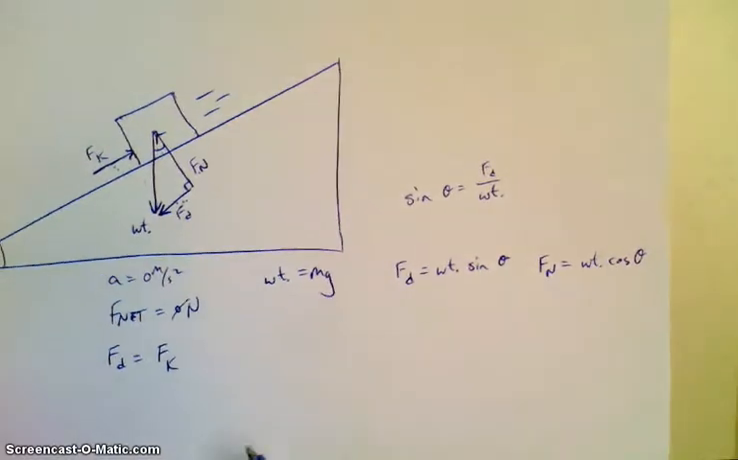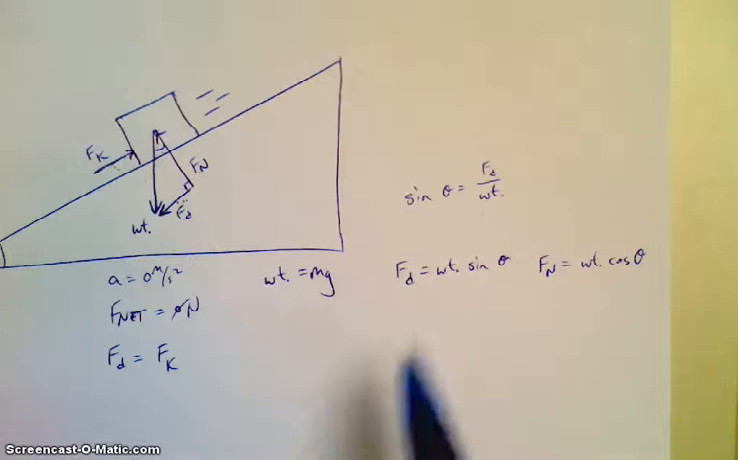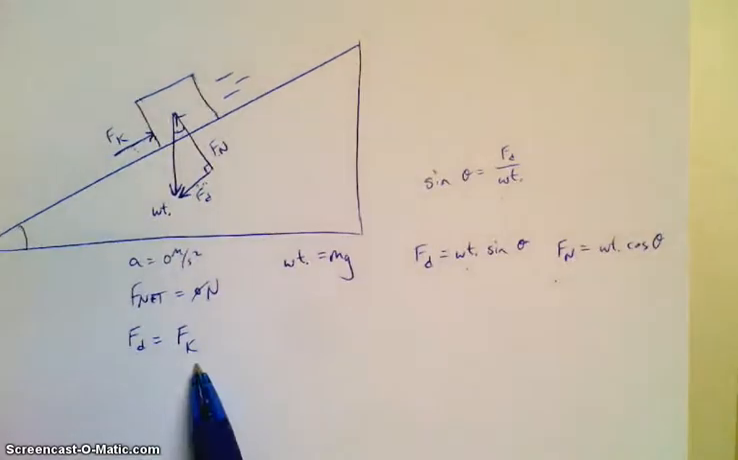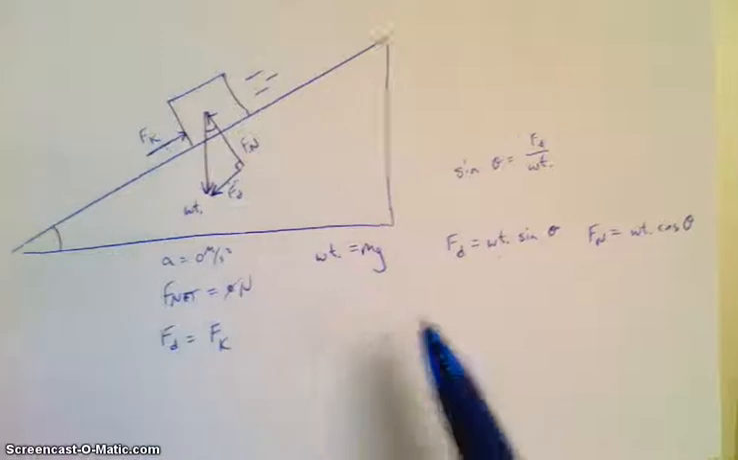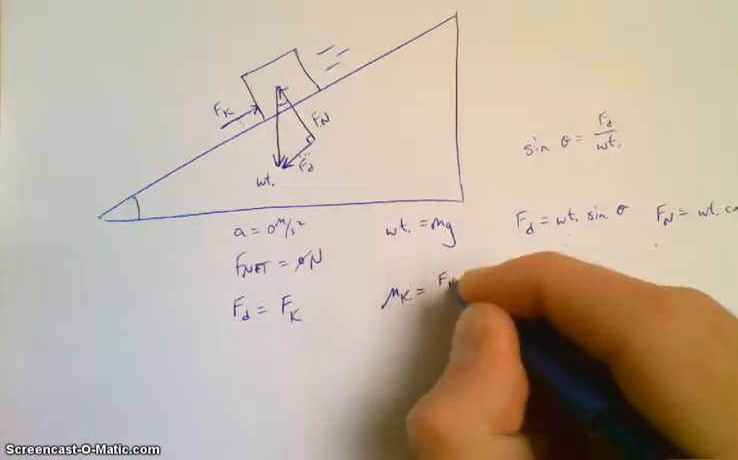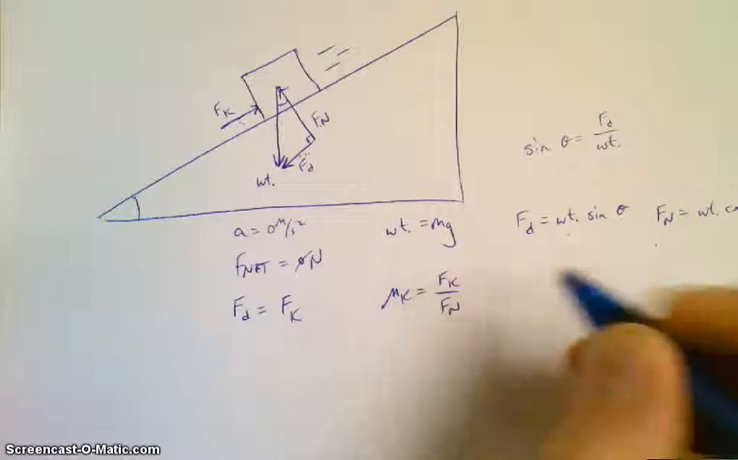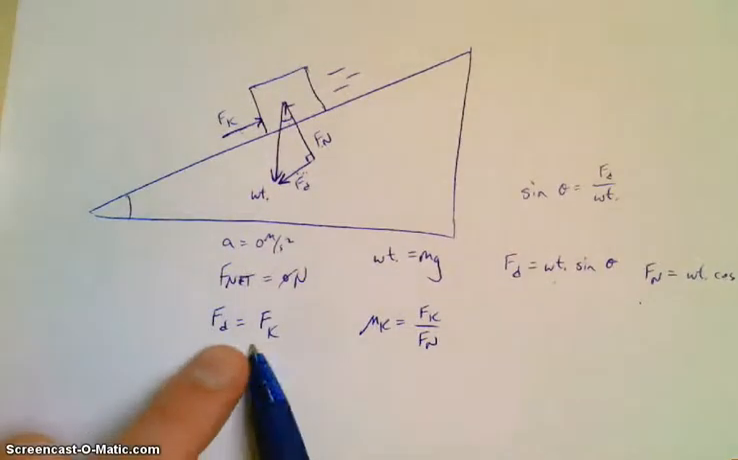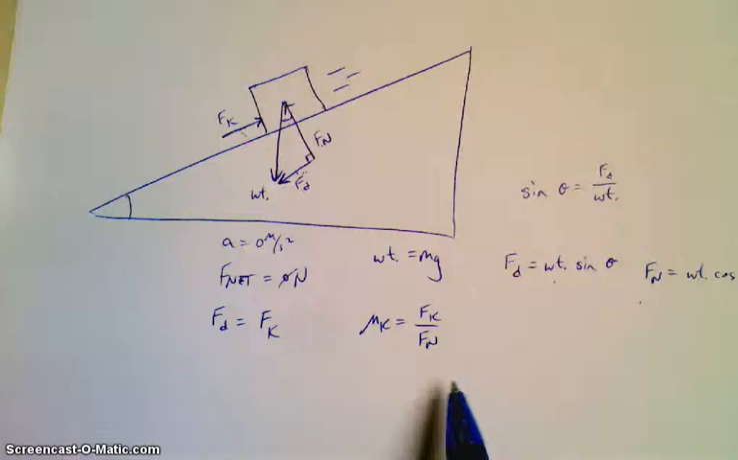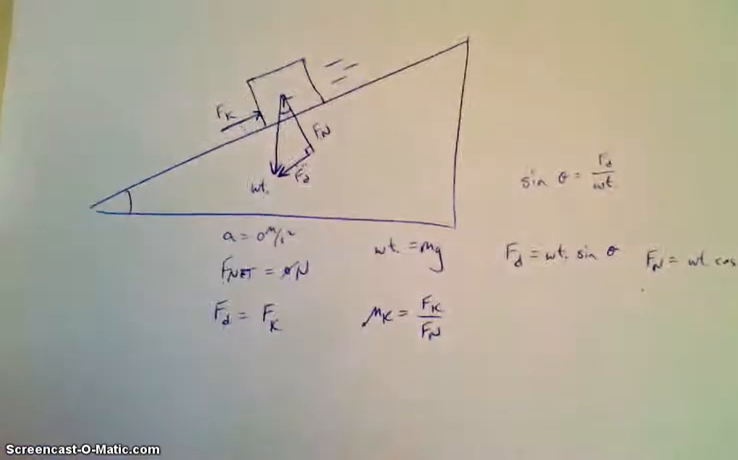So from that information, you should be able to solve for FD, Fn, and then once you know FD, you know Fk. And then what's the final thing we're solving for? Mu k, which is just Fk over Fn. And we'll have known those because there's FD, there's Fn. You can actually do substitution and see that this is equal to the tangent of that angle.